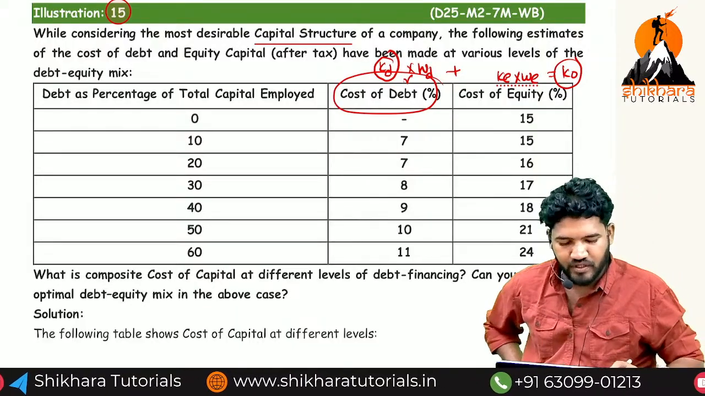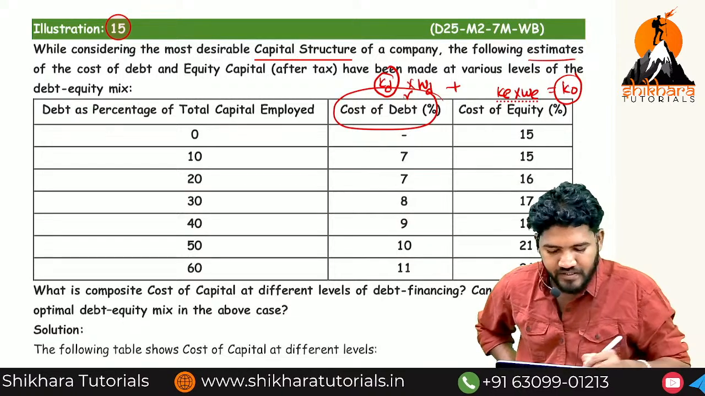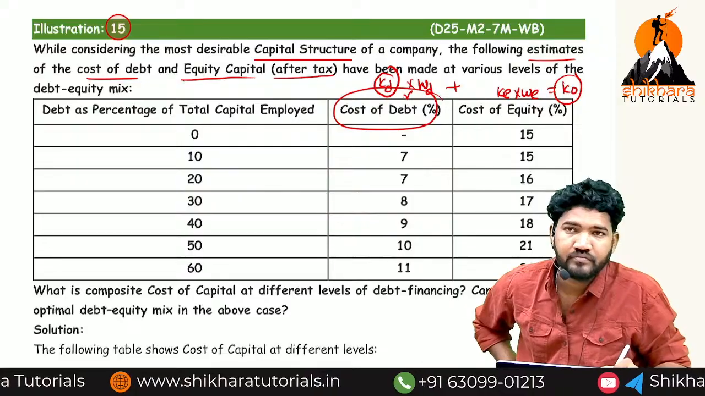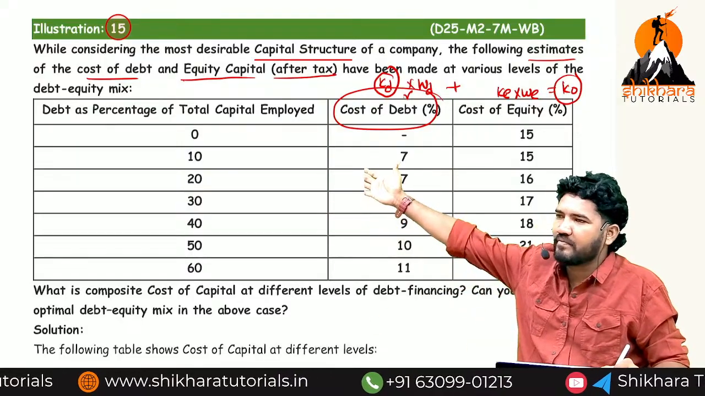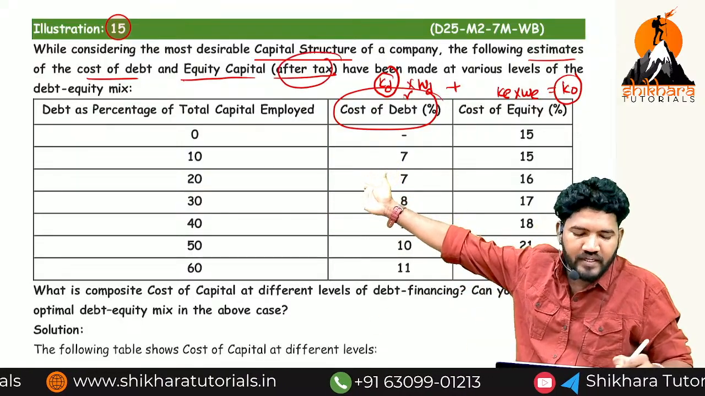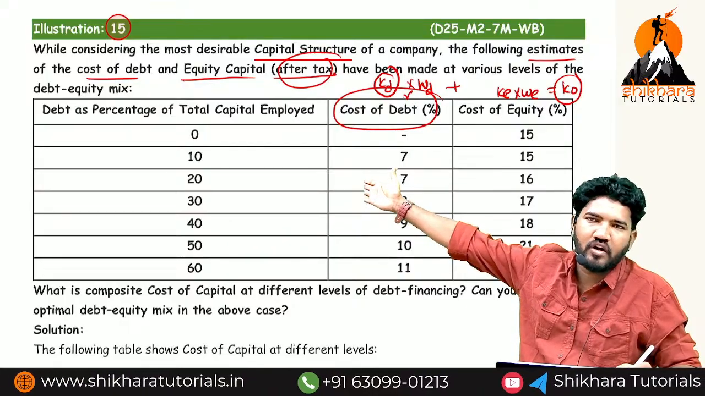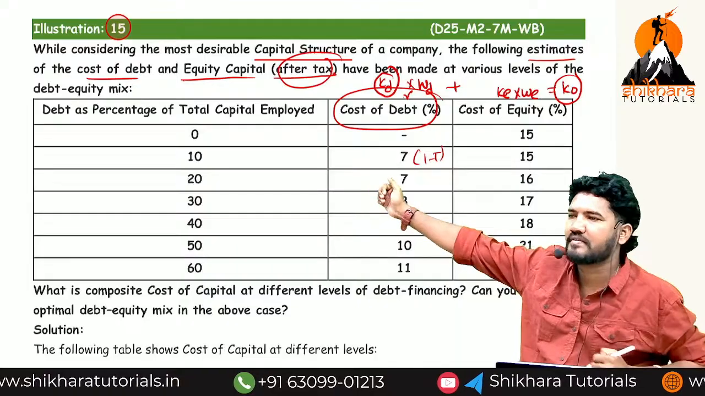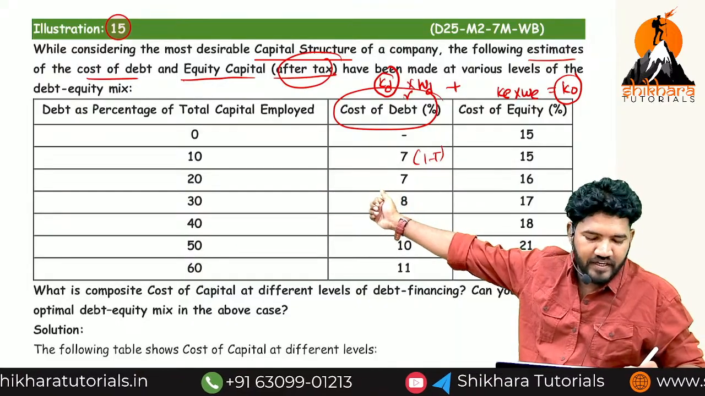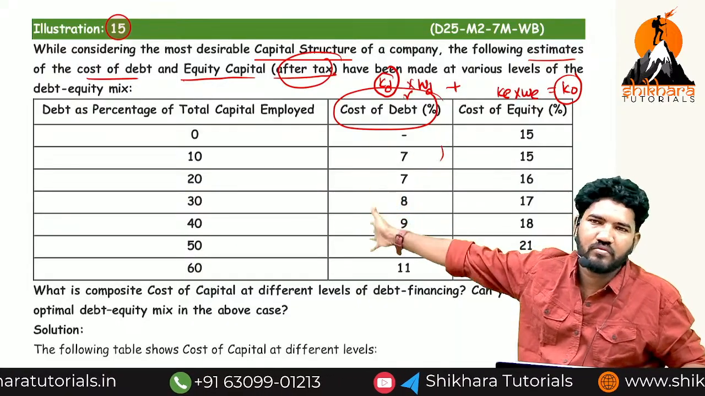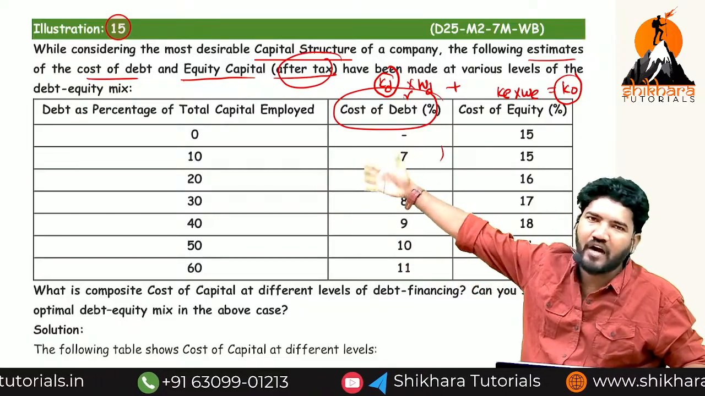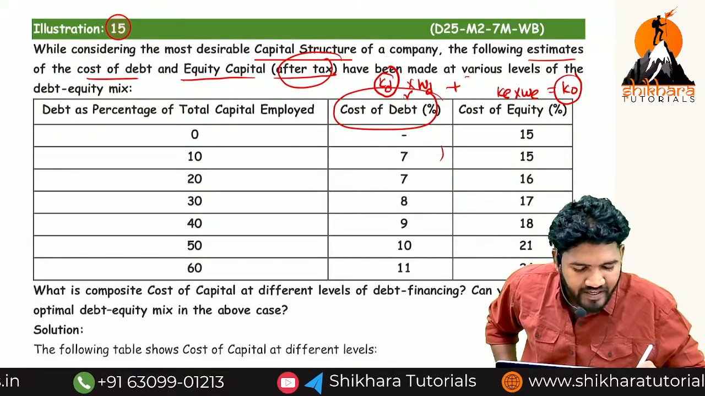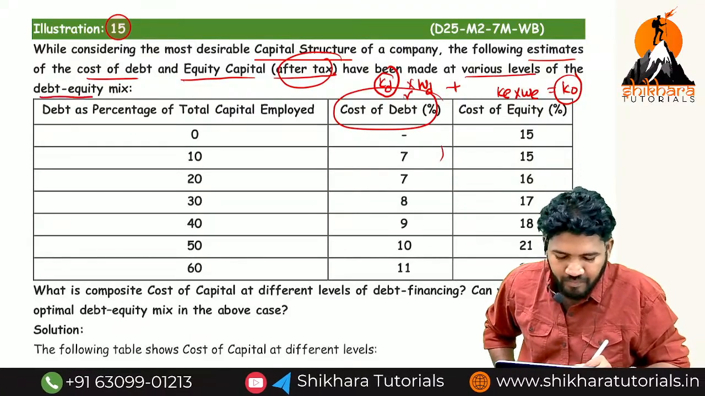Now see the question. The following estimates of the cost of debt and equity capital, after tax, they specially mentioned. Because of the words after tax, we are considering KD. If it is not after tax, rate into 1 minus tax. Now this rate into 1 minus tax calculation is not needed. Why? Because they said after tax only. They already calculated. Okay. Have been made at various levels of what mix?